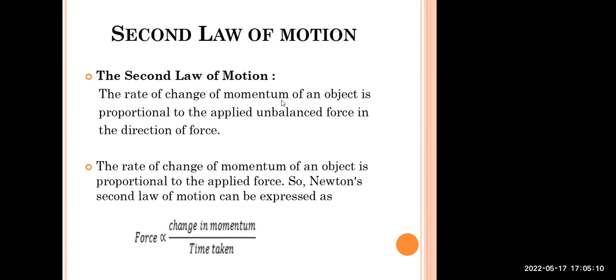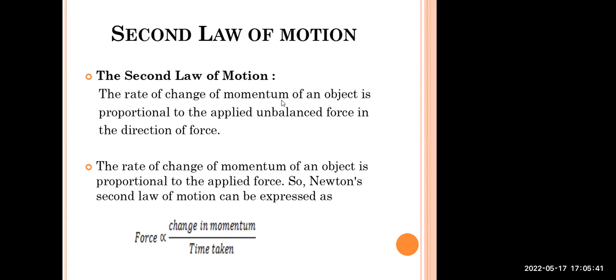Now we are going to state the second law of motion. The rate of change of momentum of an object is proportional to the applied unbalanced force in the direction of the force. Now we have seen the different terms in this statement. Unbalanced force: we have seen what is meant by unbalanced force. We have seen the term momentum. Now we will see this law. Rate of change of momentum.